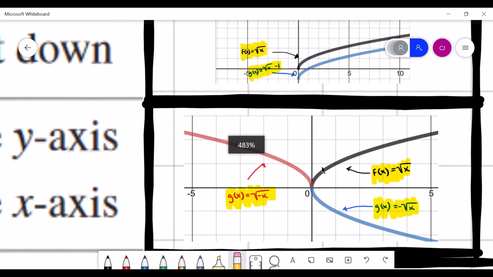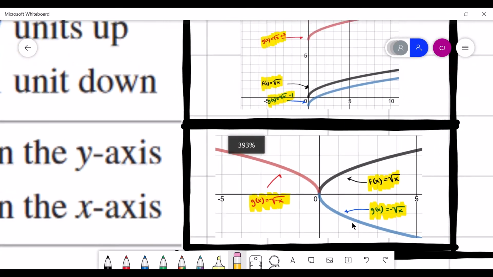Always referencing our parent function, right? If we have a negative inside of the radical, inside of our function, that's going to cause a reflection over the y-axis, which is a horizontal reflection. And then in the other example, we have the negative outside of the function, or outside of the radical, which is going to cause a reflection over the x-axis, which is a vertical reflection. This is reflecting over the x-axis. All right, moving on.